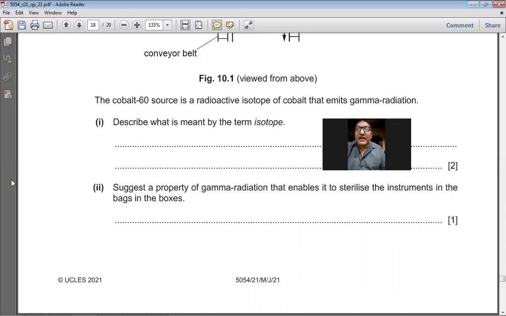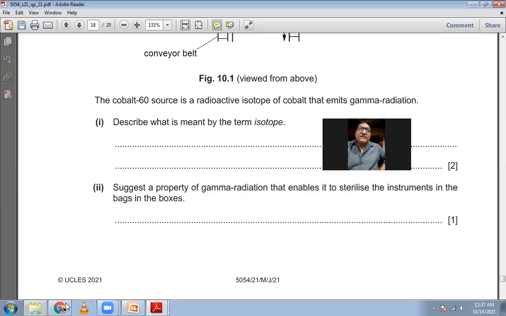Isotope means the atoms of the same element which have the same proton number but different neutron numbers. So their proton number will be the same, but their mass number will be different. So they are isotopes of each other. Their nucleon number will be different. So that is the definition of the isotope.